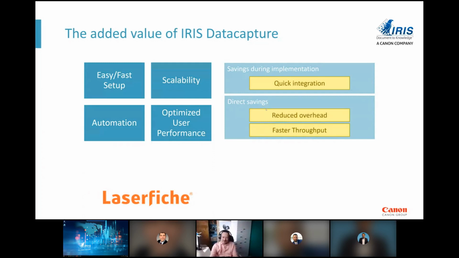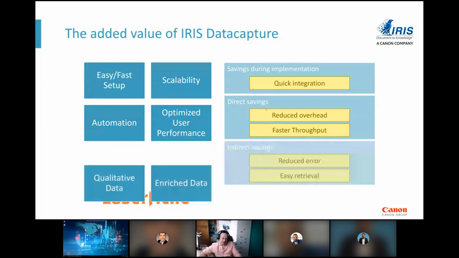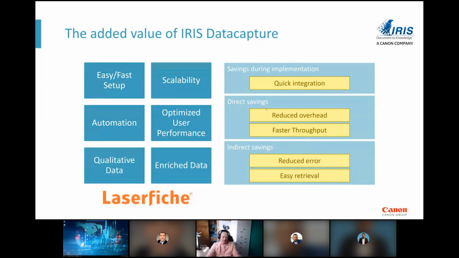Direct savings, faster throughput to have the total process faster. And then there is also indirect savings, because we are going to work on the quality of the data. You will have fewer errors inside the system, and fewer errors means that you can more easily retrieve documents, and of course you don't have costs in correcting errors afterwards. So these are the 3 different blocks where you will have savings by using Iris data capture.